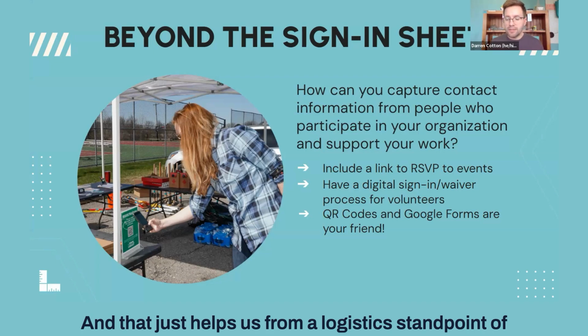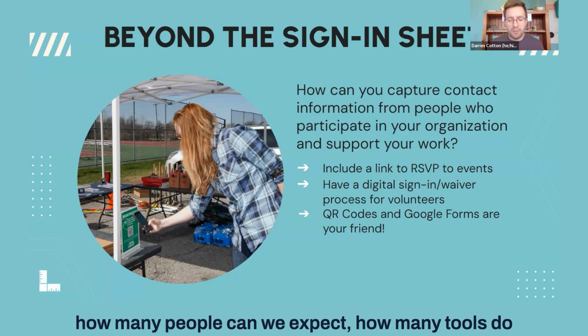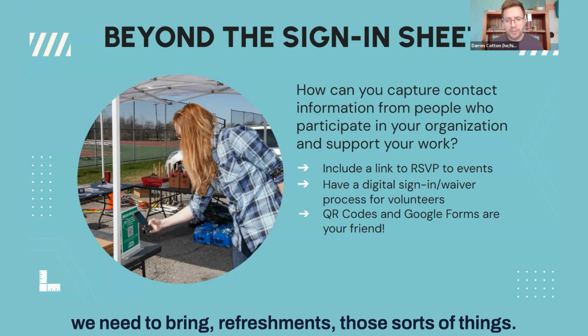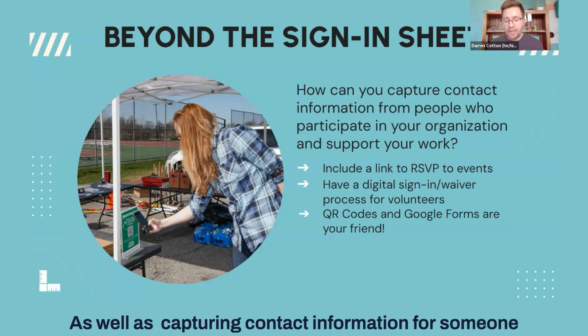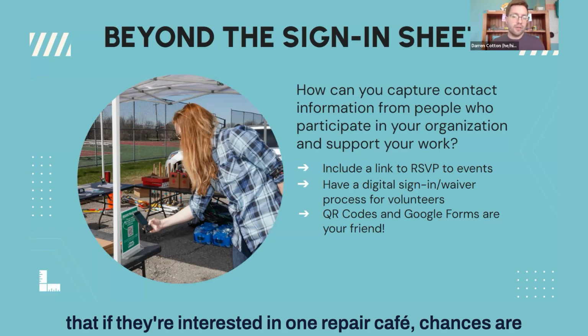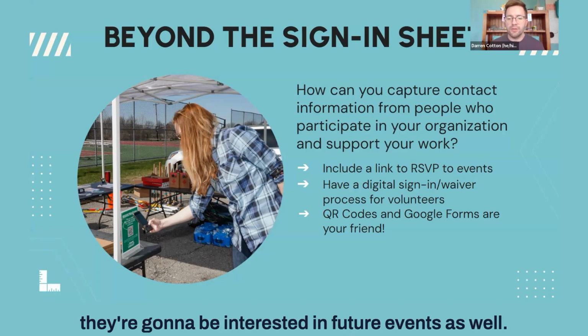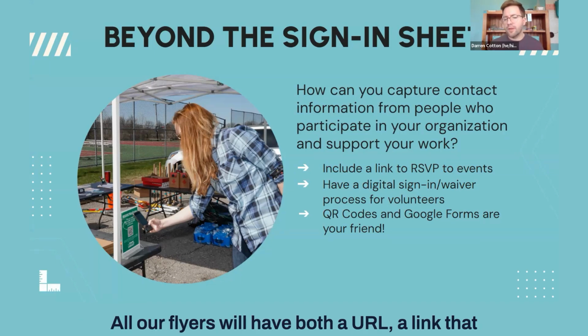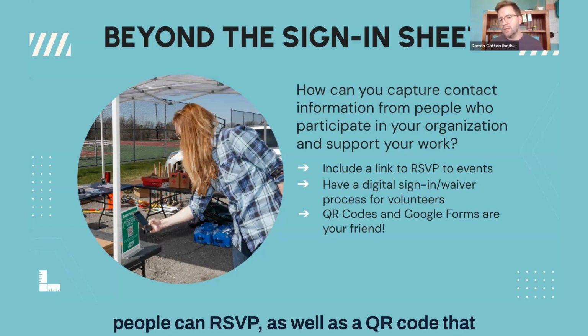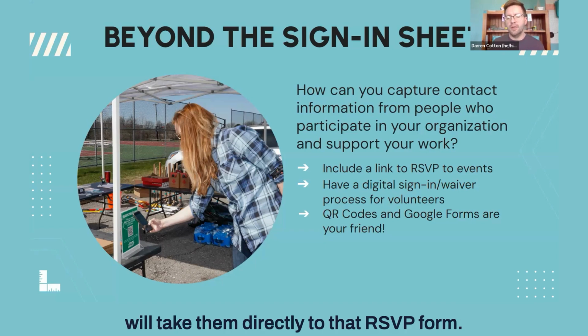That helps us from a logistics standpoint: how many people can we expect, how many tools do we need to bring, refreshments, those sorts of things, as well as capturing contact information. If someone is interested in one repair cafe, chances are they're going to be interested in future events as well. All our flyers will have both a URL, a link that people can RSVP, as well as a QR code that will take them directly to that RSVP form.